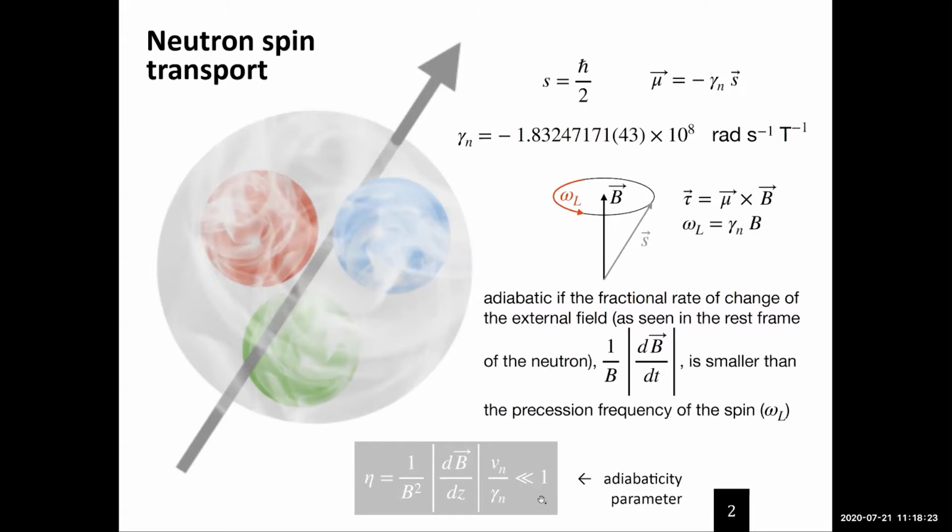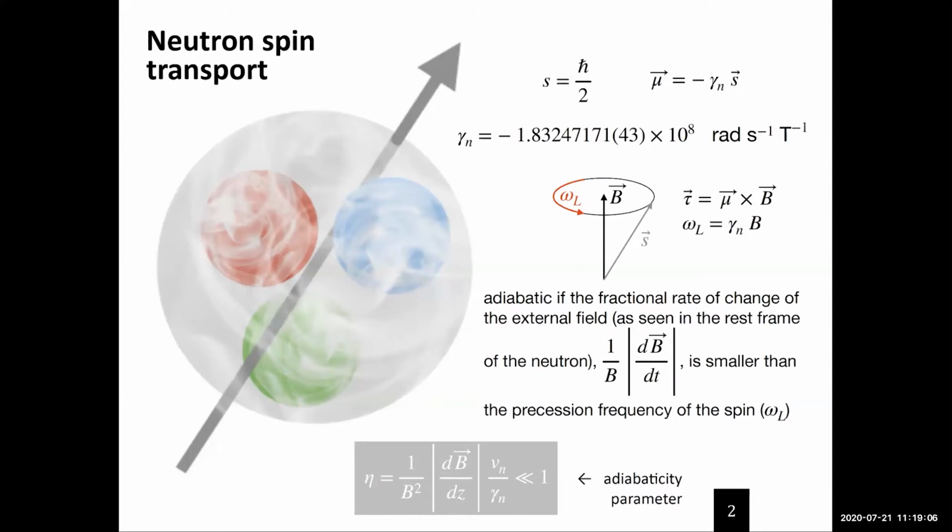So what we need for the interaction of the neutron spin with an external magnetic field to be adiabatic is that this parameter is much smaller than 1. Here we have the rate of change of the magnetic field with respect to the neutron propagation direction, we have the neutron velocity and the neutron gyromagnetic ratio. So it's a parameter that depends on the amplitude of the external magnetic field, its rate of change, the neutron velocity, and the neutron gyromagnetic ratio.